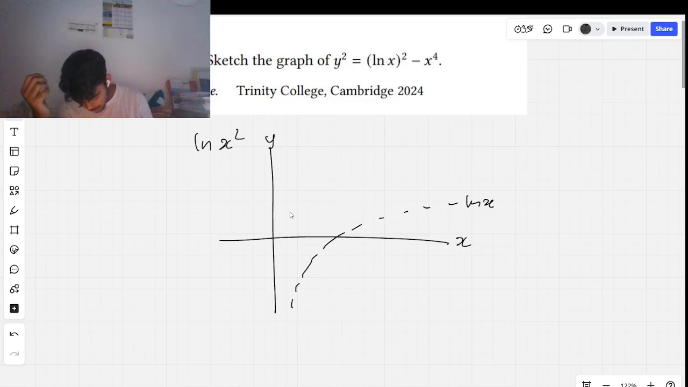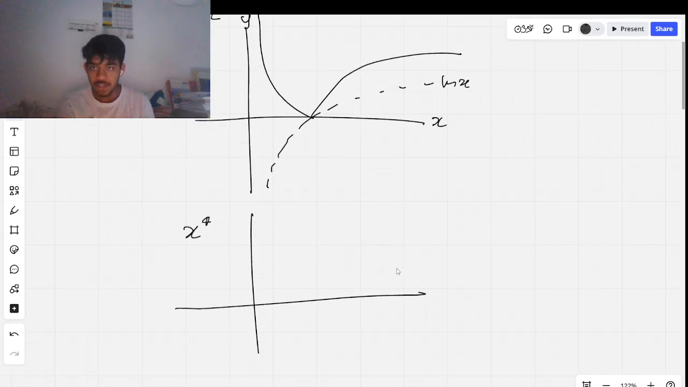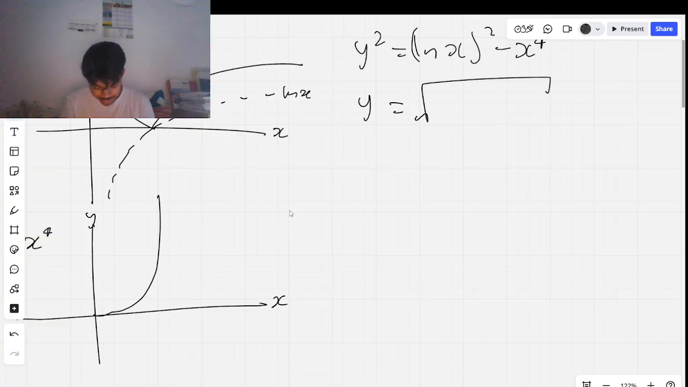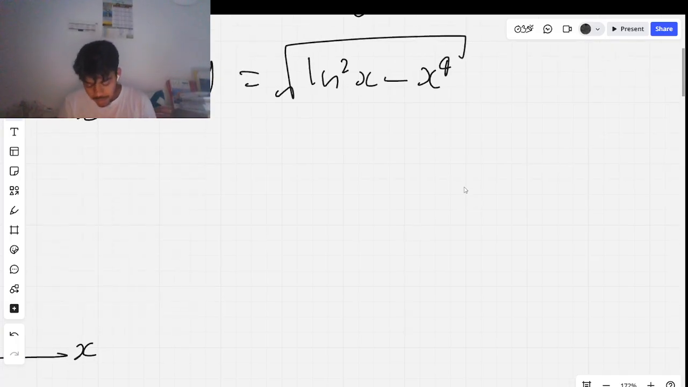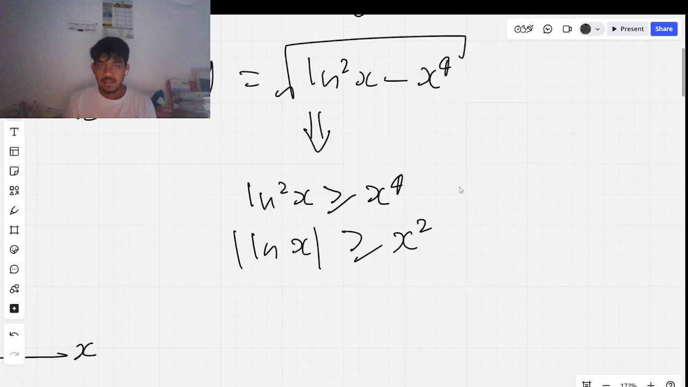Now, the ln x squared, I believe, looks something like this. Okay. Now, the graph of x to the 4 looks something like this. Because we're not concerned about the negative x-axis, I'm only going to draw it in the first quadrant. And this is kind of how it looks. Now, notice how if I have y squared being equal to ln x squared minus x to the 4, and I rearrange this in this way, whatever is under my square root must be positive. This implies that ln squared x must be greater or equal to x to the 4, which means that the absolute value of ln x must be greater or equal to x squared.